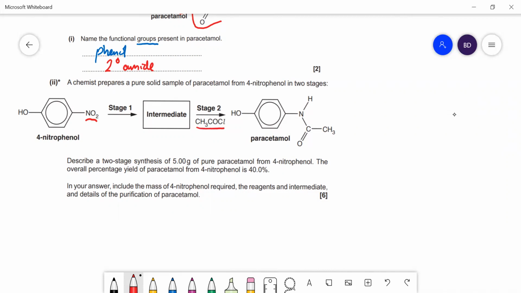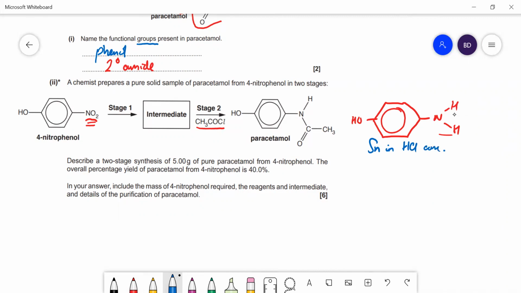Okay, so the intermediate is going to be where we've got an NH2 on the benzene ring now, and then that's going to react with the acyl chloride. So that's our intermediate. What conditions do we need to reduce? We've got to reduce this to that. It's a one-off, that one, isn't it? We need the reducing agent, which is tin, and it's got to be present in conc HCl as well. So those are the conditions and the reagents.